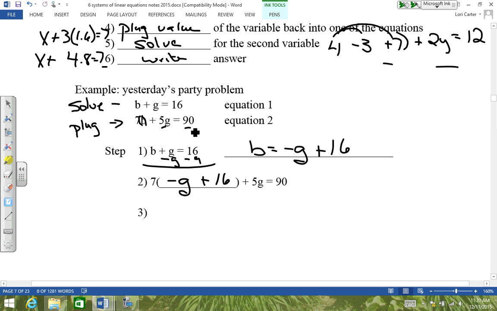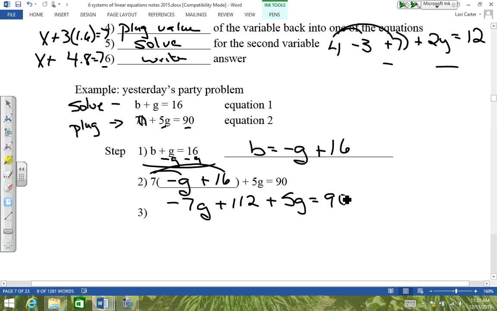I thought we weren't allowed to have a negative variable. We can, absolutely. What's your third step? You've got to solve it, and we do it by distribution. Negative 7G plus 7 times 16 is 112. So negative 7G plus 112 plus 5G equals 90.